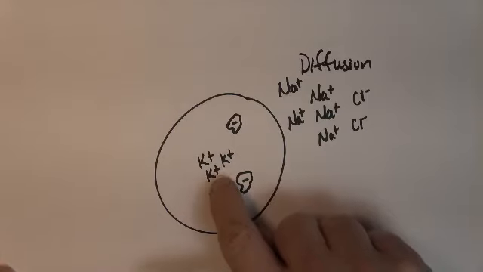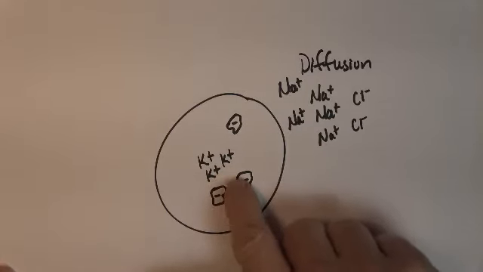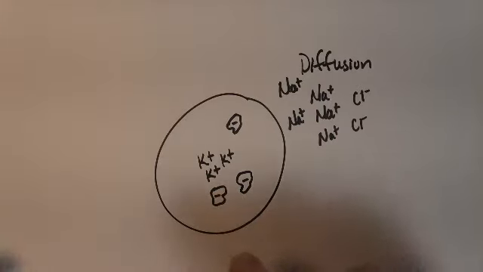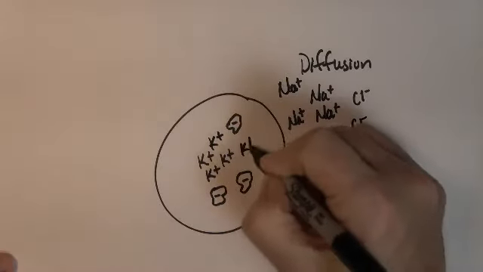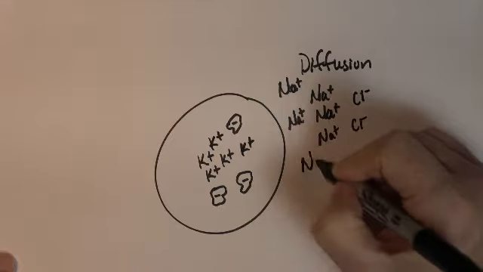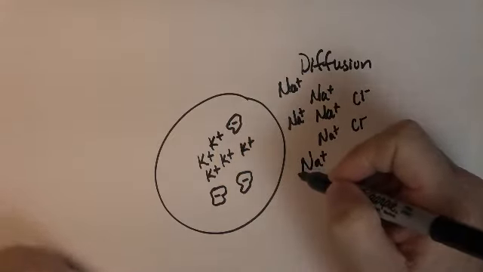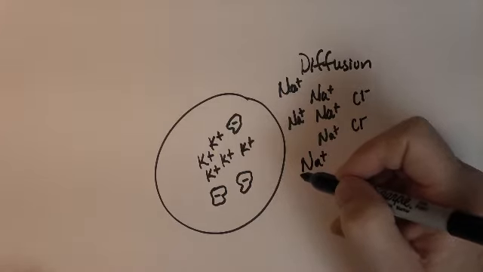The potassium is also attracted to these negative proteins, but the proteins can't leave the cell because the cell membrane prevents them from leaving. The potassium does want to move outside the cell because, again, the amount of potassium ions inside the cell here is a lot higher than outside the cell. And so diffusion is basically saying that they want to go to the outside.